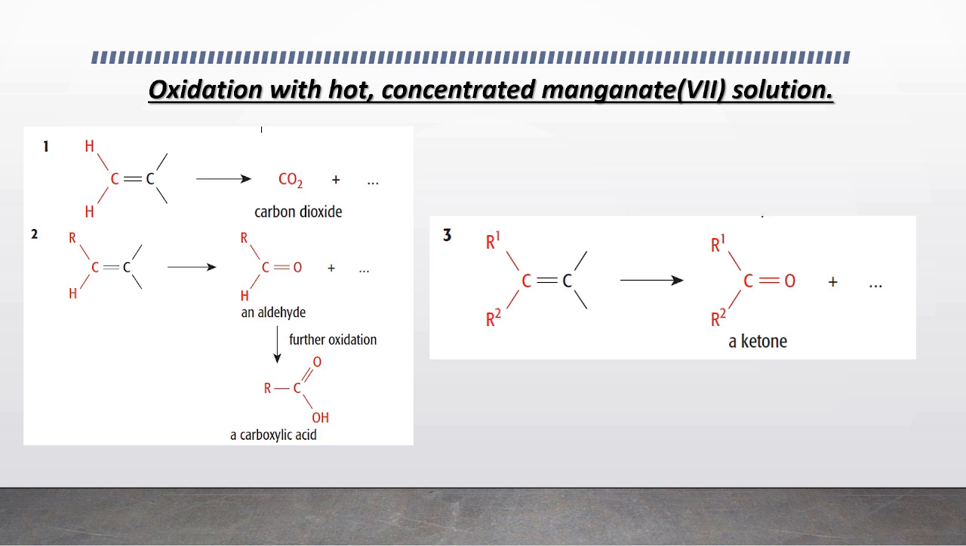So you just need to remember these three conditions. Whatever questions we are solving are based on these two basic pieces of information: with the cold dilute KMnO4 there is a formation of diols, and with the hot concentrated manganate solution there is a formation of CO2, carboxylic acid, or ketone, depending upon the number of carbon atoms.